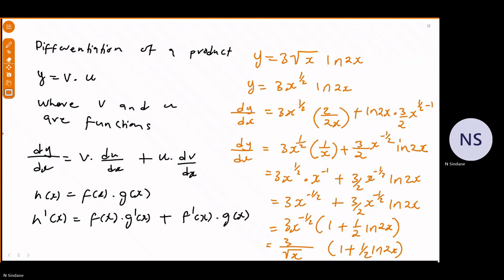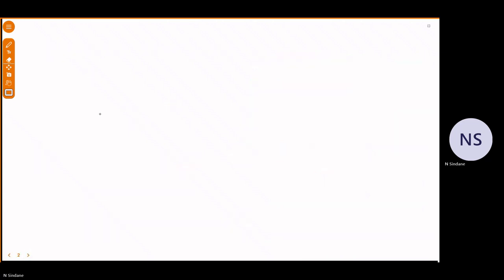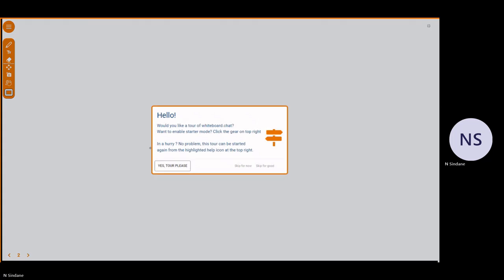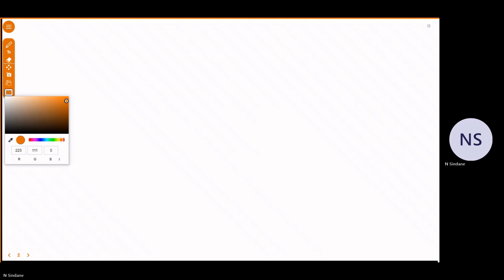Let's get to the next question. Let's use a blue color. You are given y is equal to x to the power 3 cos of 3x, and they want you to differentiate this.